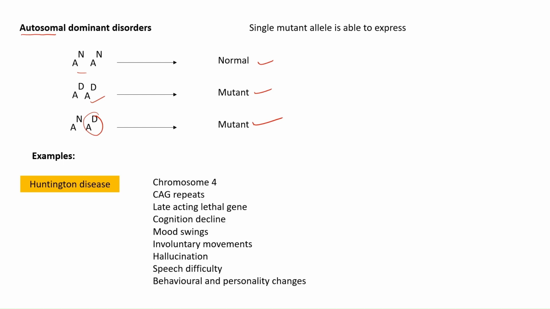First is Huntington disease. The gene for this disease is present on chromosome number 4. It is caused due to CAG repeat. It is a late-acting lethal gene. Because of this disease, cognition declines. Cognition means the ability to use your brain power, the ability to analyze things, the ability by which we can solve puzzles. So all these come under cognition. That ability declines. It results in mood swings, involuntary movements, hallucination, speech difficulty, and behavioral and personality changes.